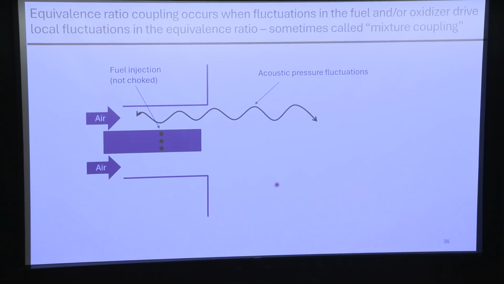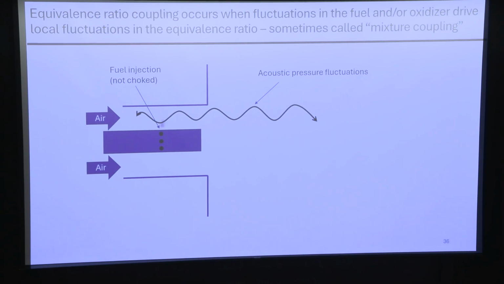The next coupling mechanism that you often see is equivalence ratio coupling. So basically you can imagine, this is a pretty typical premixer system for industrial or gas-driven applications. You have some air coming in, and you have fuel being injected, but you don't choke your fuel injection, right? If you choke your fuel injection, A, it's really hard to change the operating point because it's only choked at one point. And B, then you really got to back pressure the system, and pressure is money in a pumping system. So you don't choke the fuel injection system.